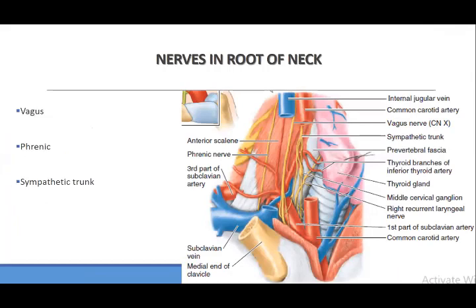Okay. Before we go on to the nerves that are present in the root of the neck, because these will be the last structures. Are you with me? Do you have any questions? Do you have any questions, Peter?